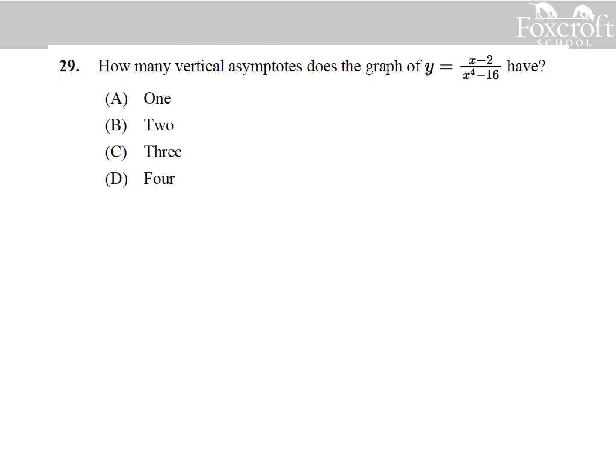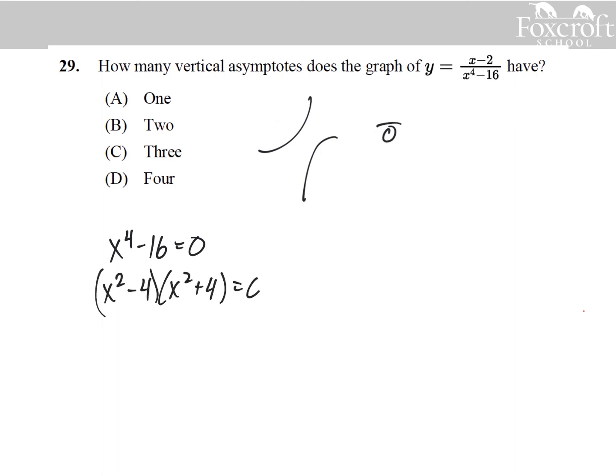Right, how many vertical asymptotes does the graph x minus 2 over x to the 4th minus 16 have? Right, vertical asymptotes happen when you try to divide by 0. So in order to figure out when we're going to divide by 0, we need to figure out when this is equal to 0. All right, we can factor this as a difference of perfect squares and do it again on the left one. x squared is always positive, so x squared plus 4 is never 0. So it looks like these two, all right, the answer should be B for 2.